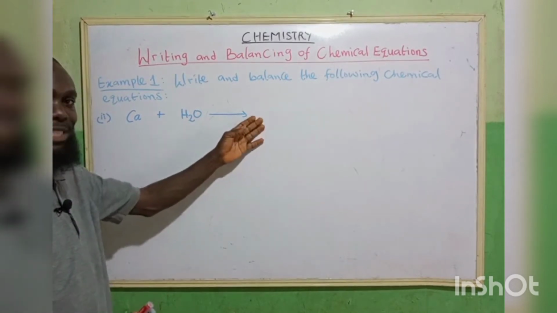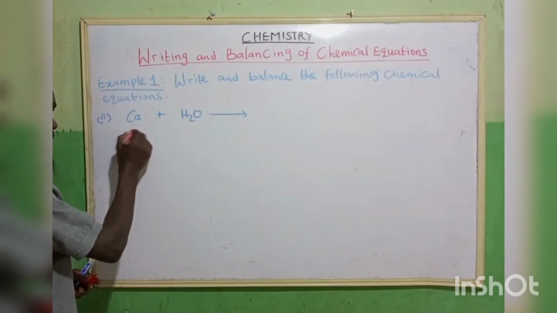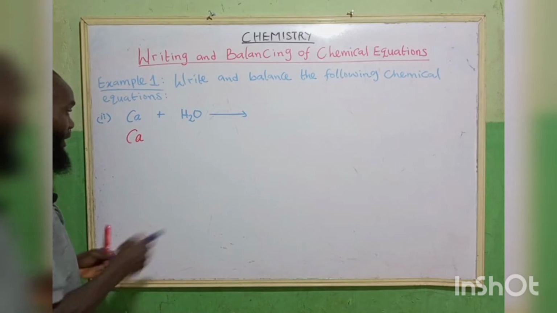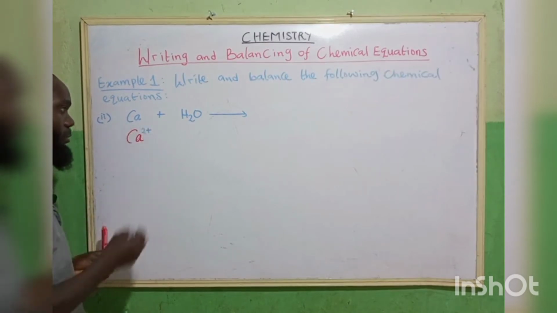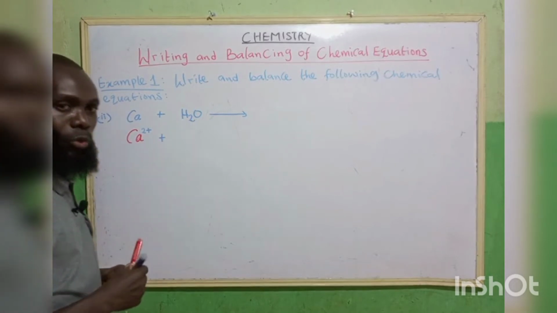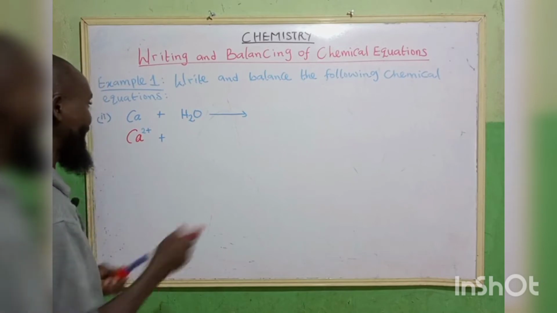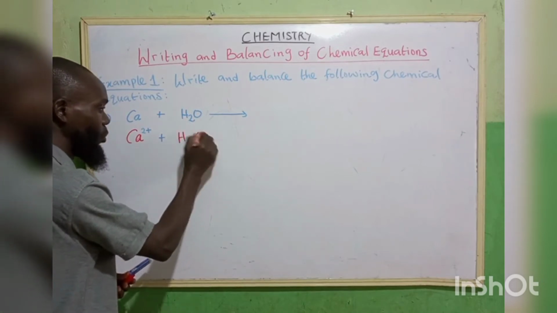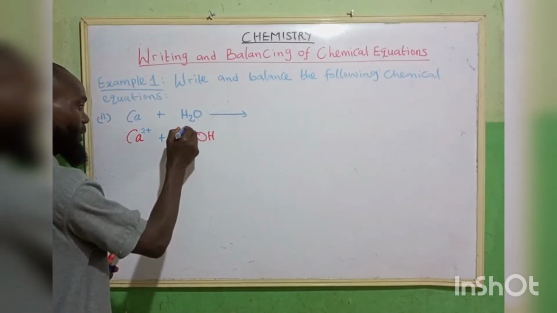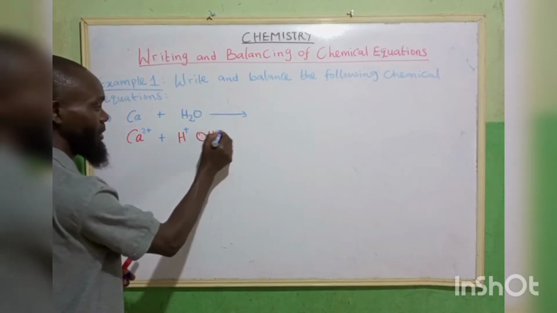Next question. Calcium is reacting with water. So we want to look at the products that will be formed here. Now, let's look at it. Calcium. What's the charge on calcium as we've learned? It is 2 plus, that's plus 2. Then plus water. When we are trying to dissociate water, water is to be dissociated into hydrogen and OH. So hydrogen, what is the charge of hydrogen? Is plus. Then OH, according to what we learned in our radical, is minus.